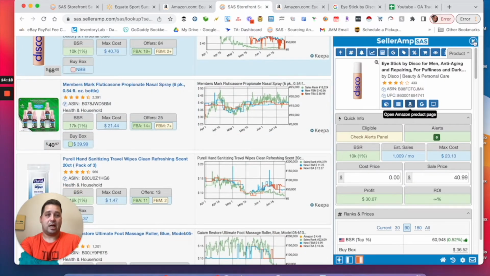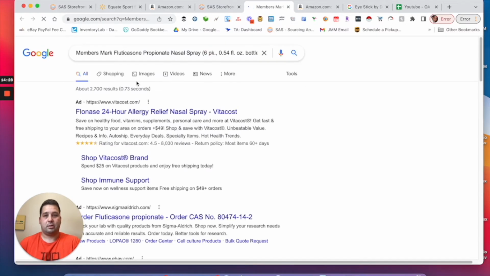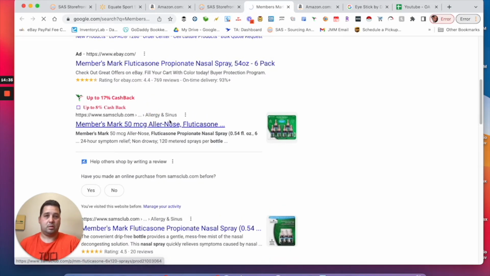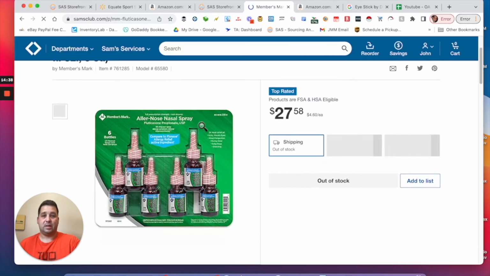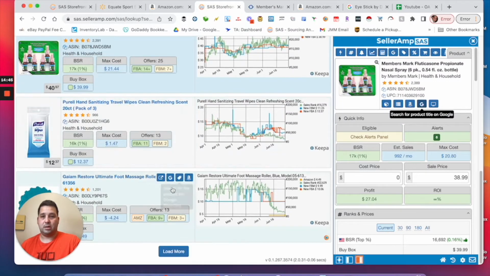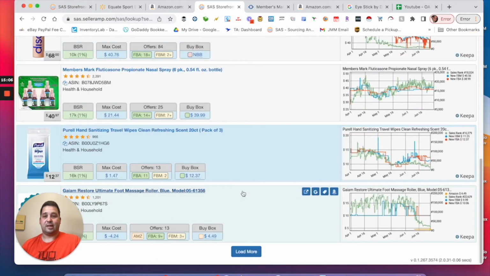All right, so now we're going to pick it up a little here. Member's Mark. Let's see what we got going on here. Sam's Club. Member's Mark, this is 27. I think we needed it for 20, and it's out of stock. Yeah, that's no good. Parel hand sanitizer travel wipes. I like products that sell for at least over $20. There's just not a ton of room. This is a 3-pack as well. You couldn't even get that at the dollar store.